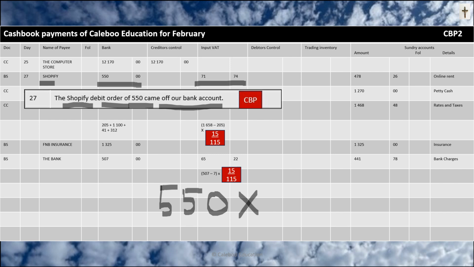I've blocked out the calculation, but let me just show it to you quickly. 550 was the VAT inclusive amount times the VAT fraction is equal to 71 Rand 74. And 550 minus 71.74 is equal to 478.26. And I opened an account in the general ledger and I named it online rent, for the rent I pay to distribute these videos. So there you go. That's what happened on the 27th.